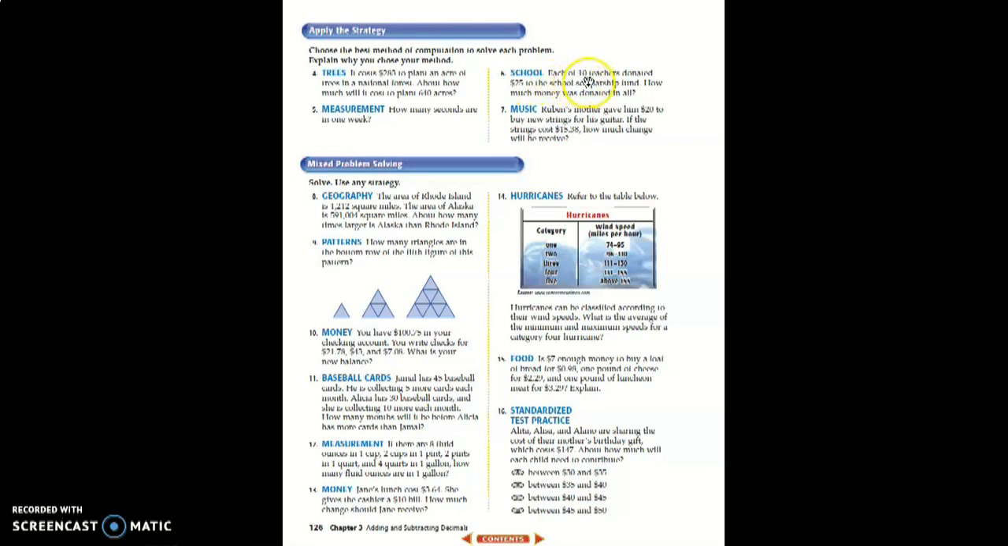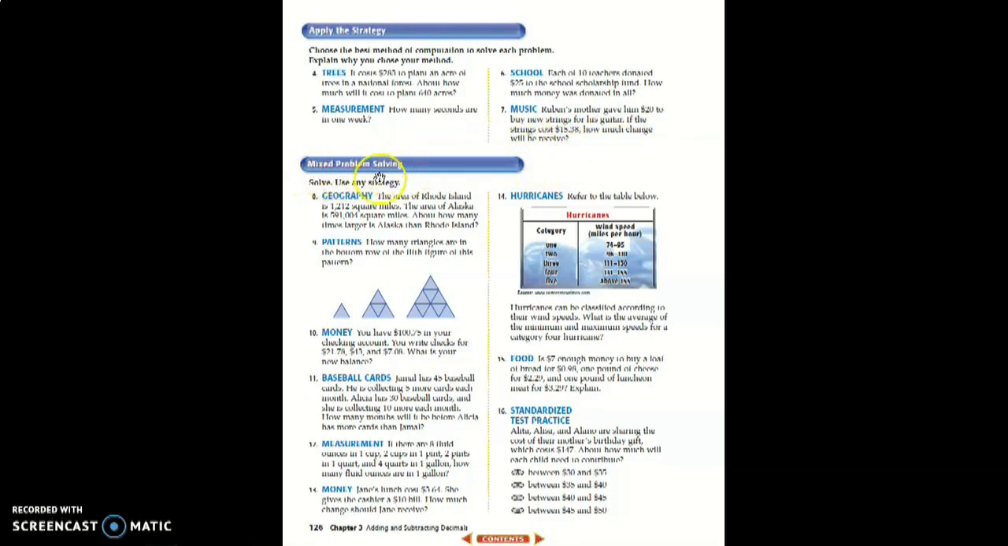6. School. A teacher donated $25 to the school scholarship fund. How much money was donated in all? 7. Music. Ruben's mother gave him $20 to buy new strings for his guitar. If the strings cost $50.35, how much change will he receive?